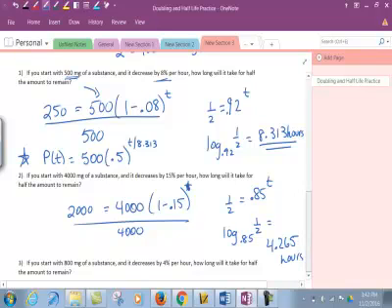Last one, I don't think we need to go through it. The milligrams has changed, now only decreased by 4% per hour. Why don't you try that one and see if you get the answer I get, which was 16.980.